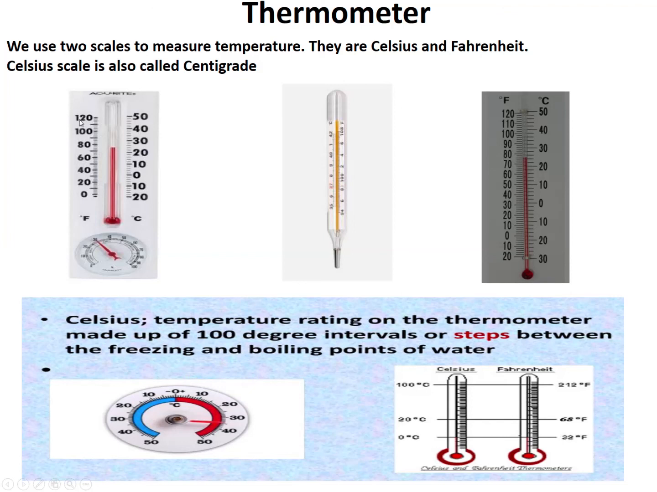Why do we use a thermometer? We use a thermometer to check the temperature, right? So temperature is measured in two scales. They are Celsius and Fahrenheit. The Celsius scale is also called centigrade. The Celsius rating on the thermometer is made of 100 degrees, intervals or steps between the freezing and boiling points of water.